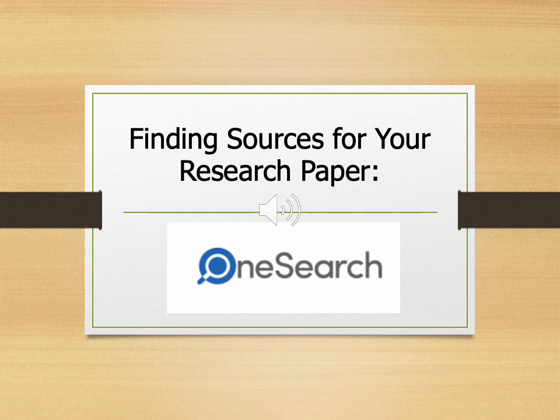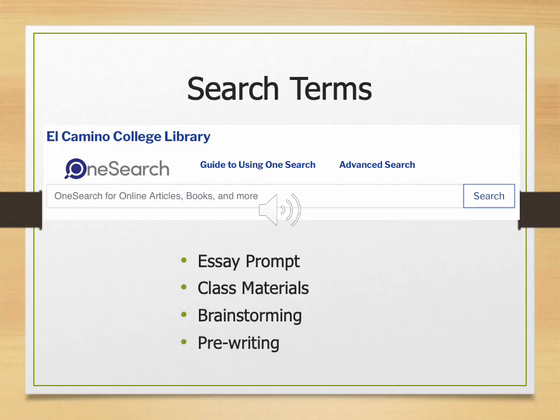If you have been assigned a research paper, where can you find a good place to start researching? There are some great resources available from our library that are reliable and scholarly. They're also free for you to use on or off campus. Today we'll be looking at OneSearch.